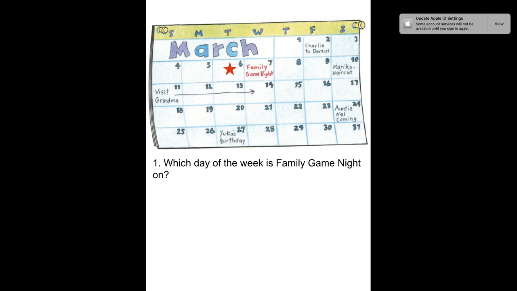Okay, let's look at this pretend calendar of March and answer some questions. Number 1, which day of the week is family game night? So we look at family game night and it looks like it is on March the 7th. And if we want to know which day of the week that is, we just go right up top here and we see that it's on Wednesday.